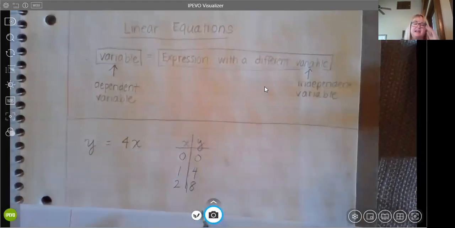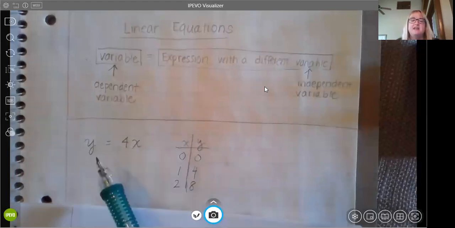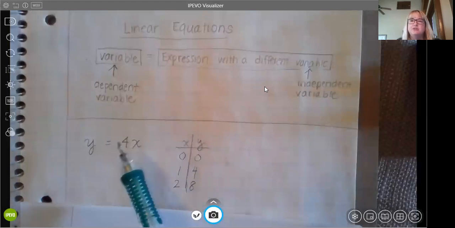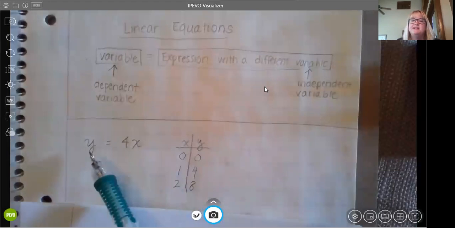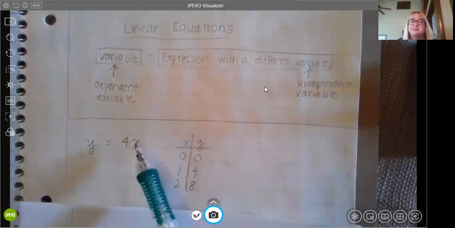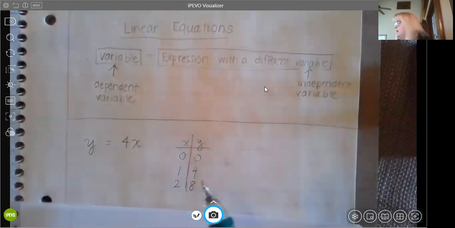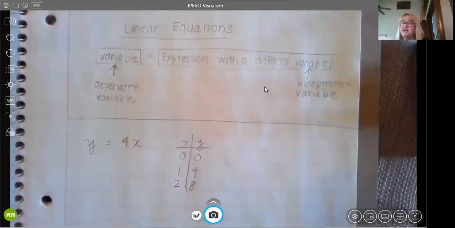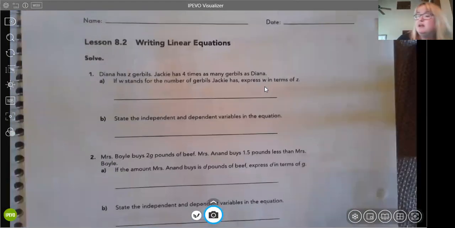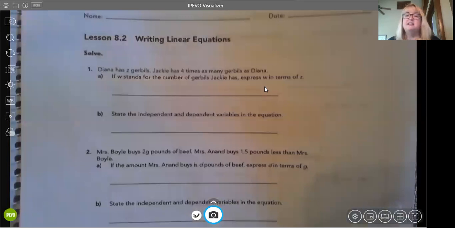So as you can see, a linear equation, once again, is a variable by itself equal to an expression with another variable in it. The variable by itself is dependent. The variable that is in the expression is independent. All right, let's look at our problems. We're going to do several together. I don't expect you to be experts on this because this is brand new information. So let's look at doing some of the even ones.